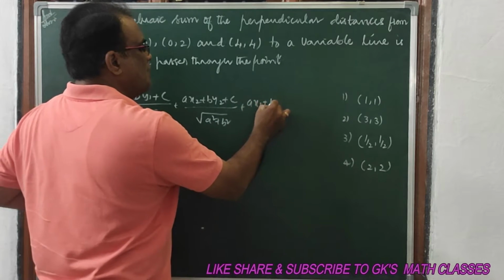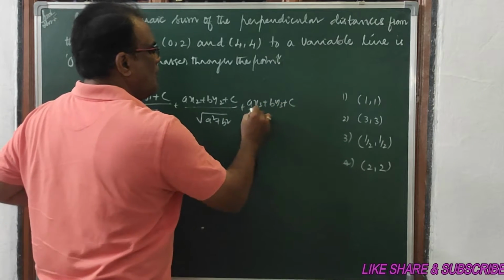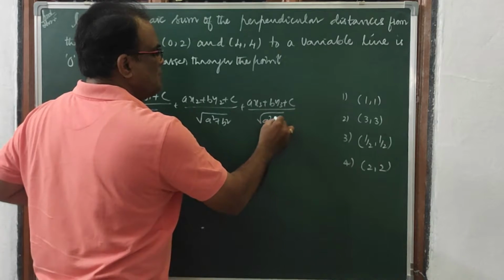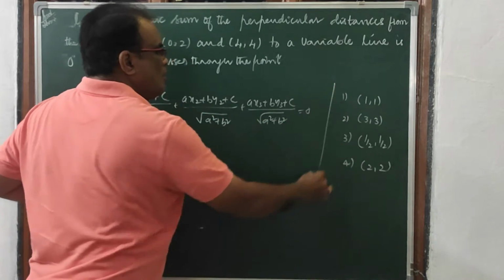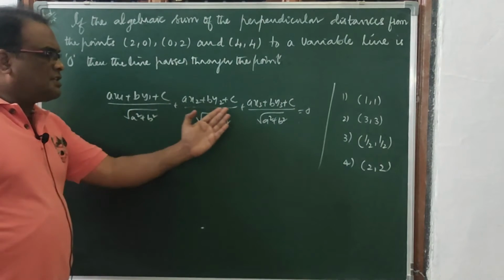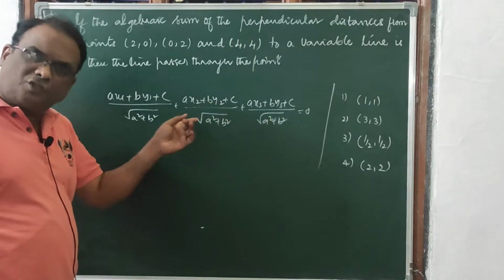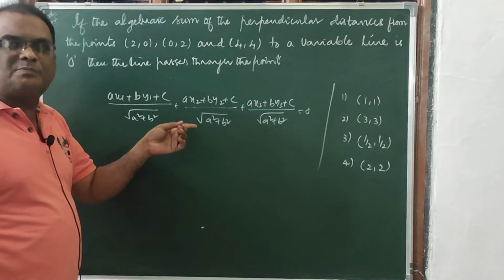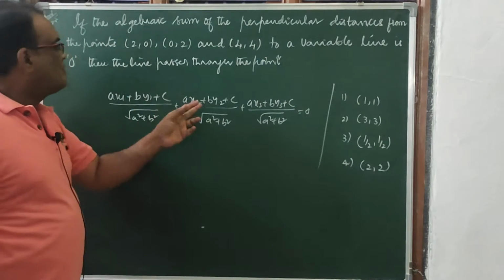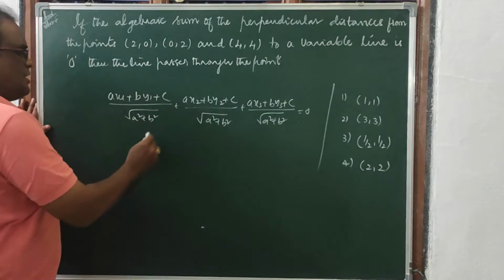ax3 plus by3 plus c by root a square plus b square. These are the perpendicular distances from the 3 points to the variable line ax plus by plus c is equal to 0. The sum is 0. Send it to the right hand side.